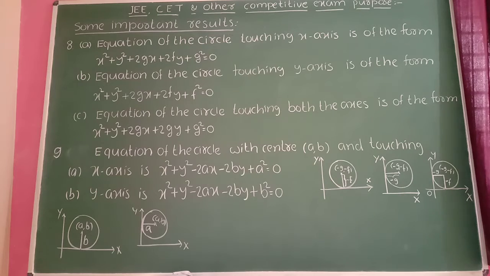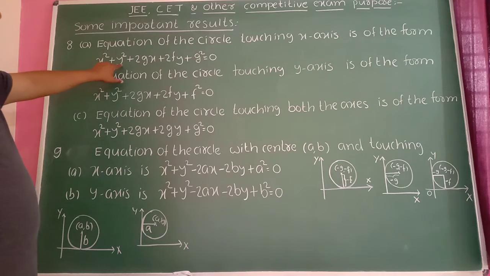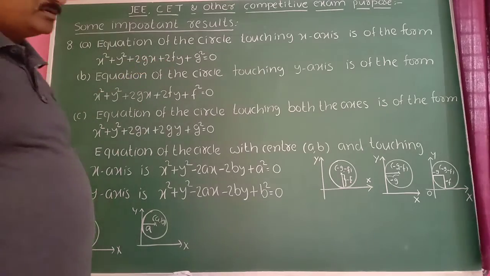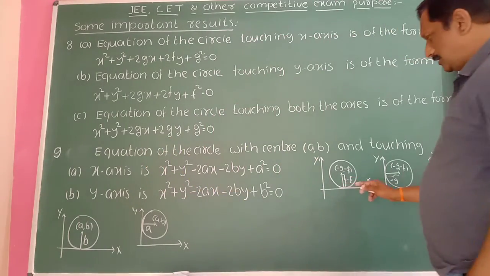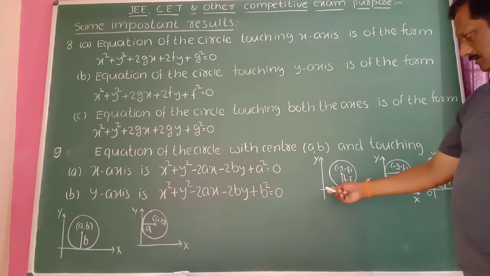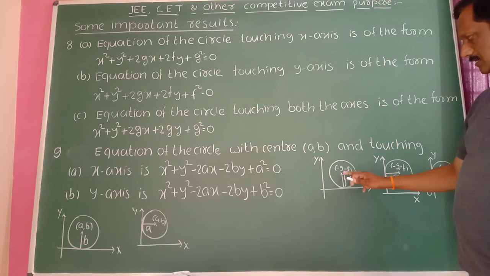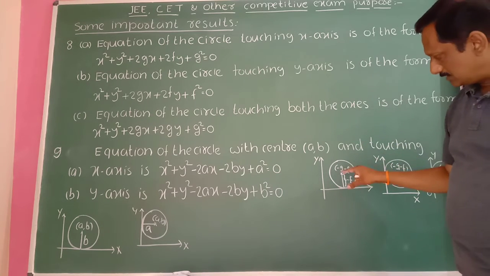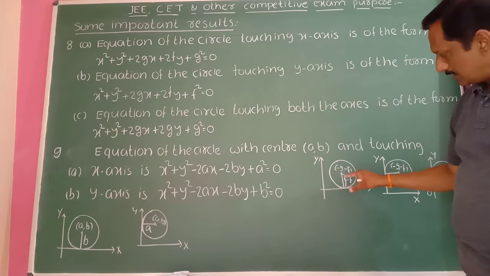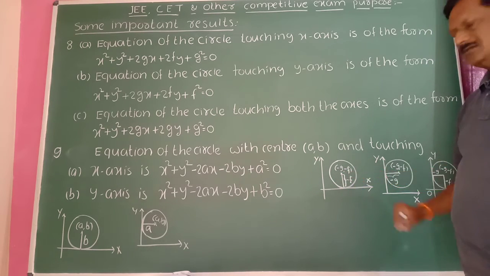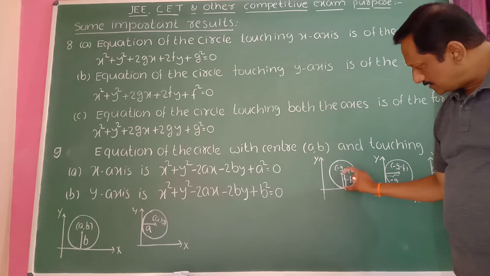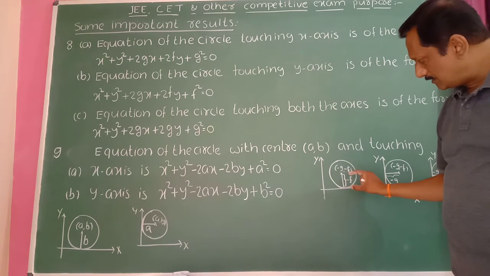So next, the equation of the circle touching x axis is of the form x square plus y square plus 2gx plus 2fy plus g square equal to 0. Just observe here, this is a circle touching x axis, whose center is minus g, minus f. Then this is the radius here. Obviously vertical distance is the y coordinate, horizontal distance is always the x coordinate. This cannot be the radius. Therefore in this case the radius is the vertical distance. Therefore this is minus of f here.